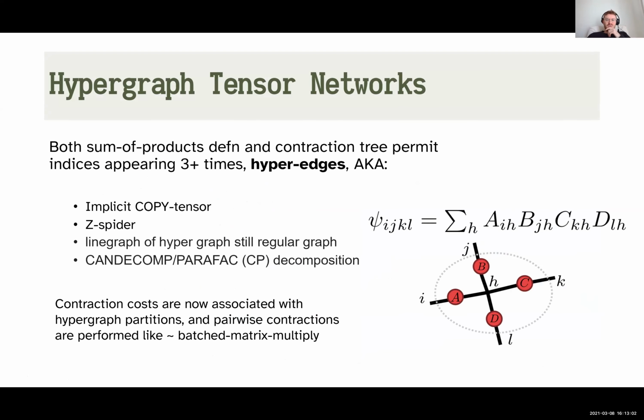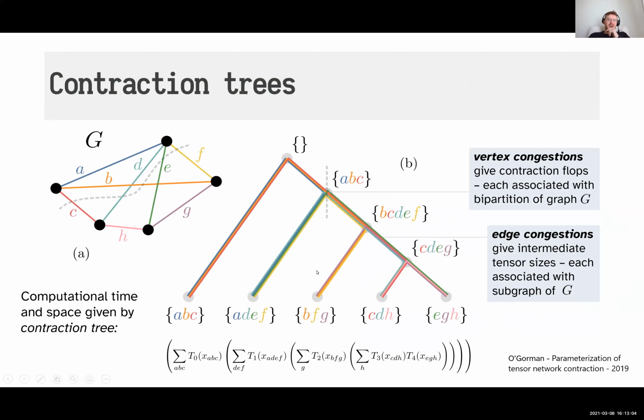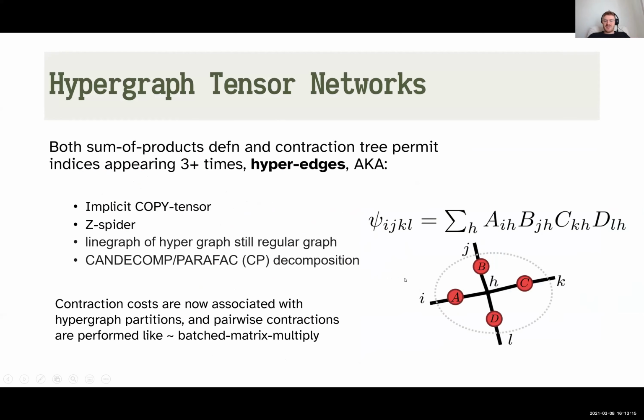So now all of the costs for contracting are really associated with partitioning a hypergraph rather than just a normal graph. And when we perform these contractions, rather than being some kind of matrix multiplication, it's like a mixed kind of Hadamard and inner product. So like a batched matrix multiply. And practically speaking, that's very efficient still.